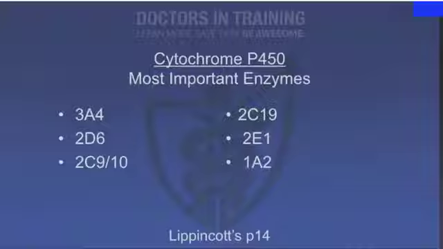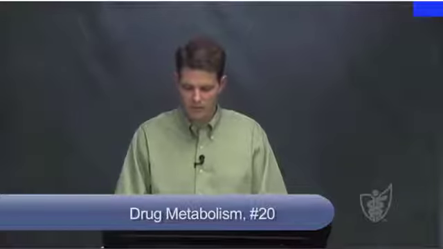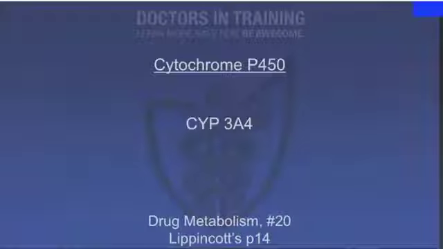So there are 6 isoenzymes that are the most important ones for metabolizing most drugs. And you'll see them on the screen there: 3A4, 2D6, 2C9 and 10, 2C19, 2E1, and 1A2. The most important of these, the most common one of these is CYP3A4, which metabolizes about 60% of drugs that are currently on the market.